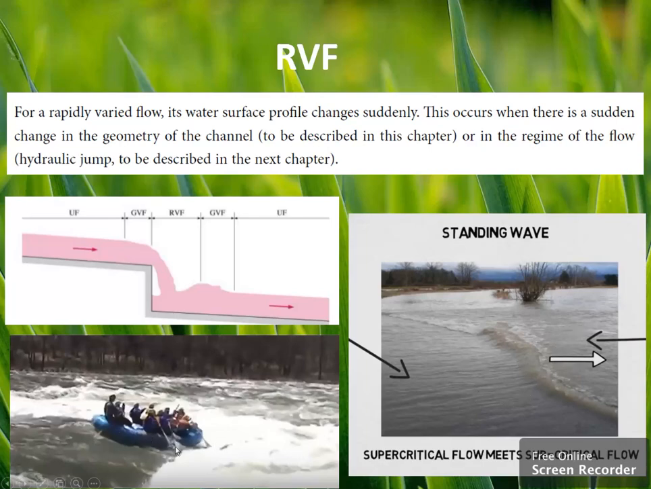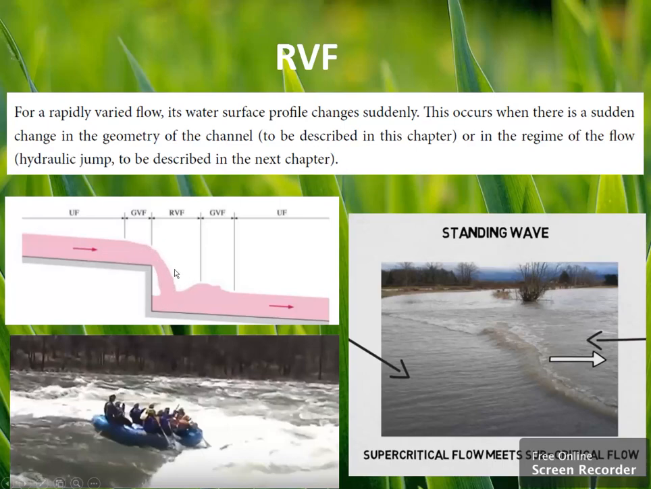And here you see the example of change in bed profile or riverbed, a sudden change in the riverbed, a drop we have here. Therefore, we have sudden change in water surface profile, which creates rapidly varied flow. Therefore, in this chapter, we will consider change in stream bed, and we will analyze variation of water surface profile.